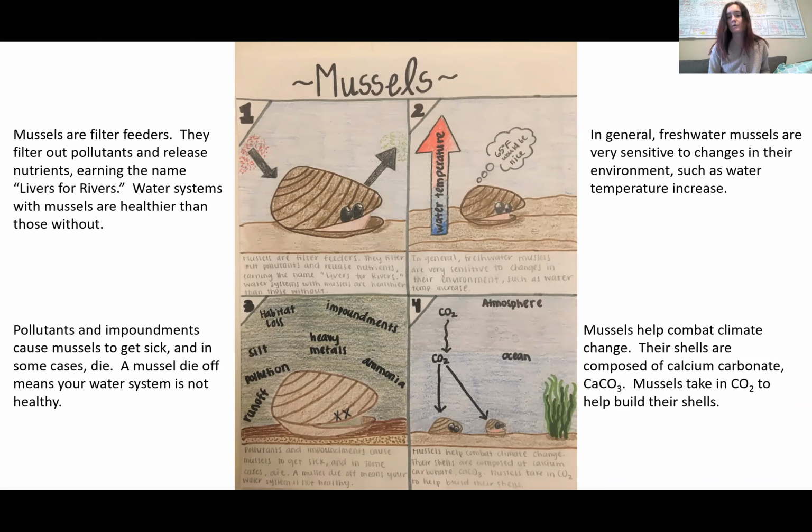In general, freshwater mussels are very sensitive to changes in their environment, such as water temperature increase. And mussels help combat climate change. Their shells are composed of calcium carbonate, and mussels will take in CO2 to help build their shell. However, if you do have too much CO2 in your water system, that leads to water acidification, which will break down their shell, and we don't want that happening because it will cause them to get sick and start dying off.